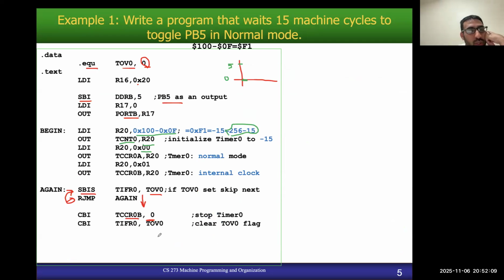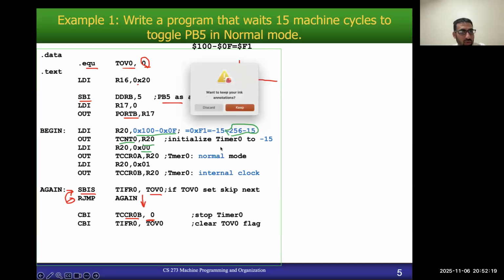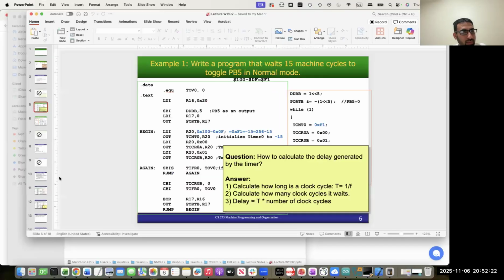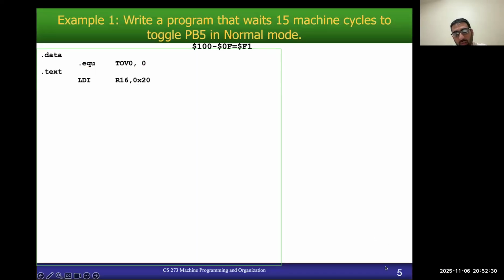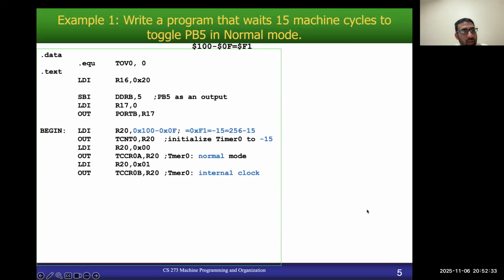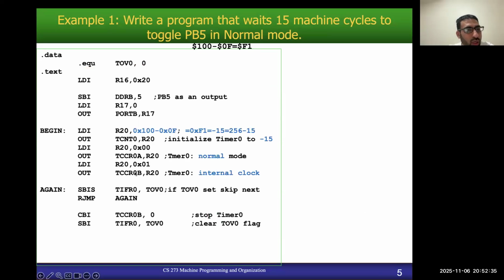And then you also need to clear the flag. And remember how we clear the flag? By writing 1 to it. So, yeah, there is a mistake. I should fix it. Let me fix this right now. Instead of saying CBI, I need to say set the IO bit, right? Because setting will actually clear it. So here I'm saying set the 0th bit of the TIFR0 register, which will actually clear the flag.